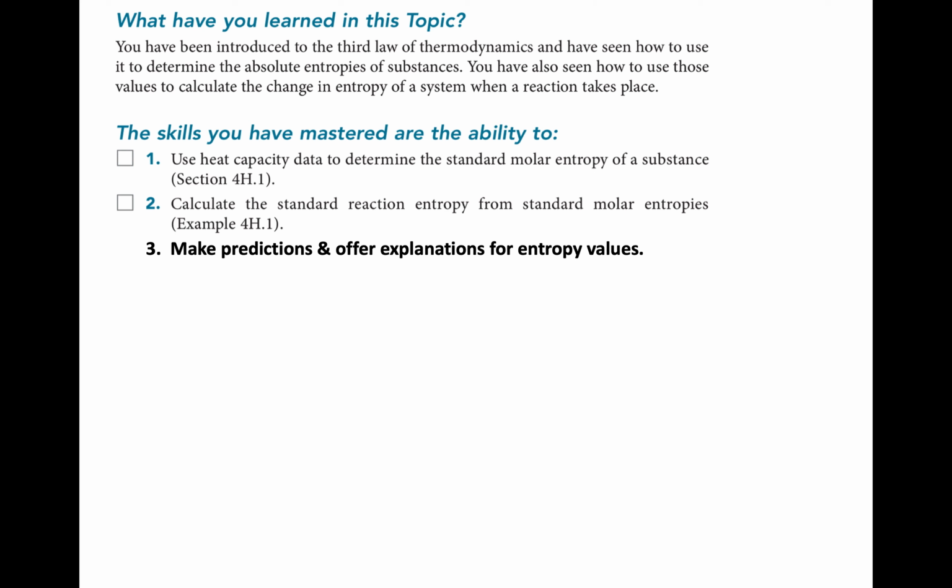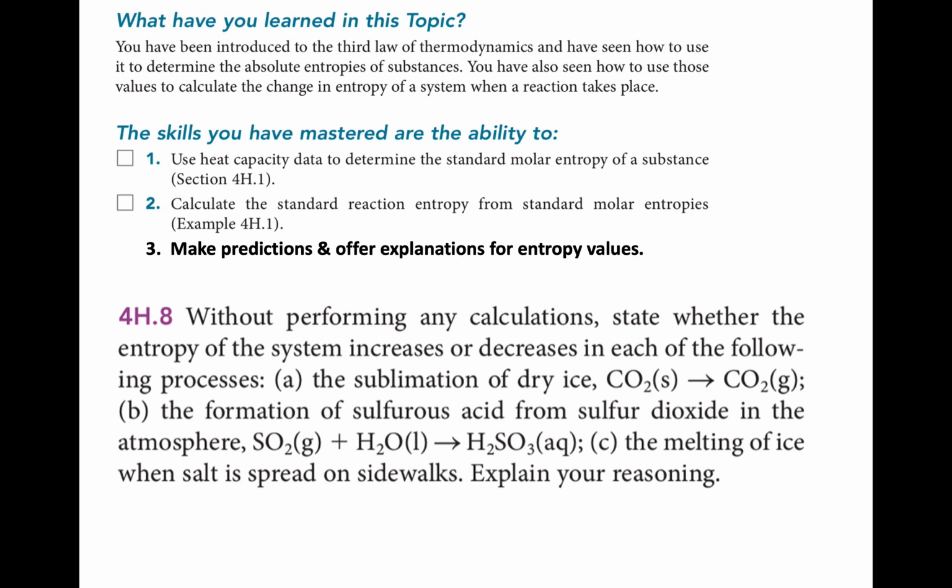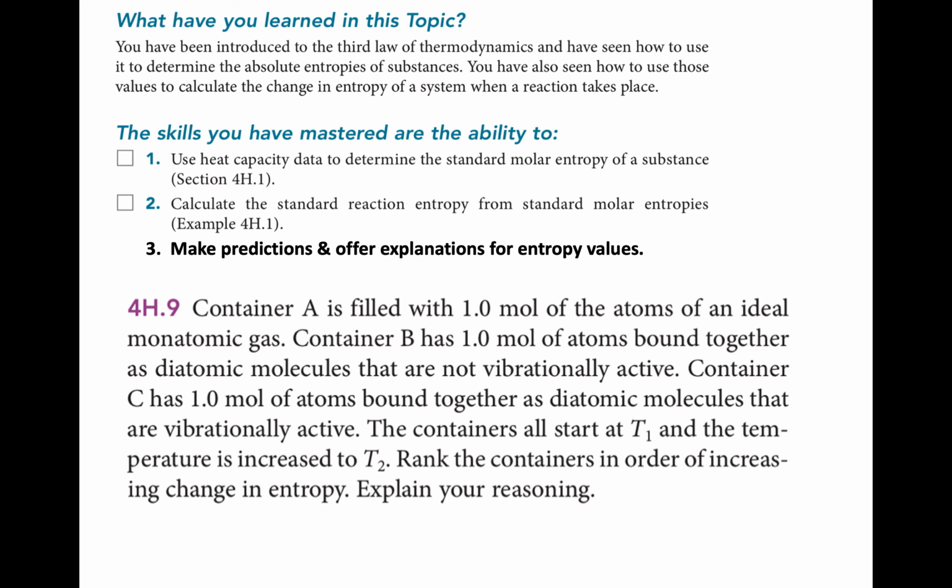So within this section right here, on absolute entropies, there are some calculations that we can do, but I've added to it; Atkins doesn't quite name it. I think we can make predictions and offer explanations for these entropy values as well. So I like these types of questions that he has, where we're listing these in order and we would be explaining our reasoning. We're making a prediction. Another example here where now it's a chemical reaction without performing any calculations. Explain your reasoning for the entropy change. Here's another example as well.